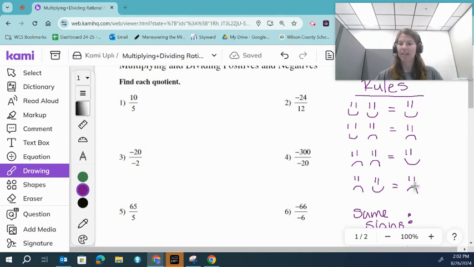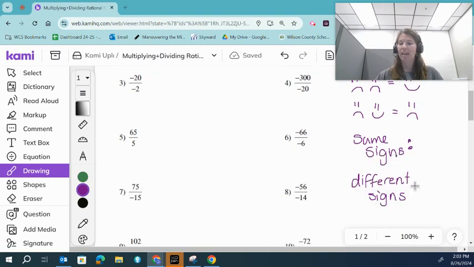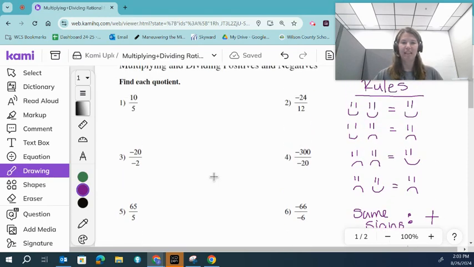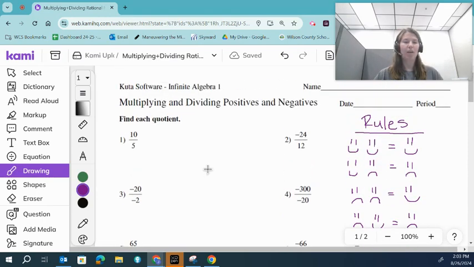So a more concise way of saying this would be when you're multiplying and dividing same signs, your answer is positive. And when you're multiplying and dividing different signs, your answer is negative. Okay, so let's take a look at a couple examples here. We have 10 divided by 5. This is positive divided by positive, and 10 divided by 5 is 2, or 2 over 1, which is 2.